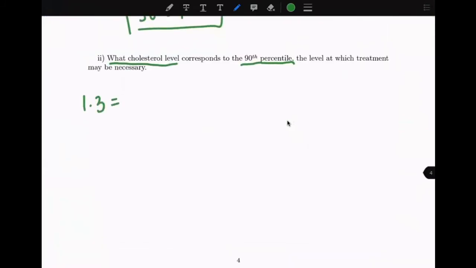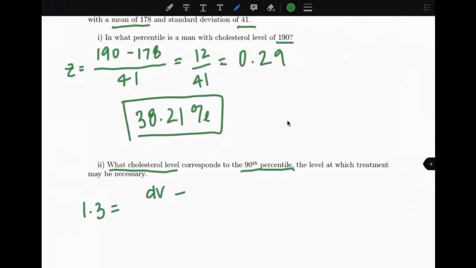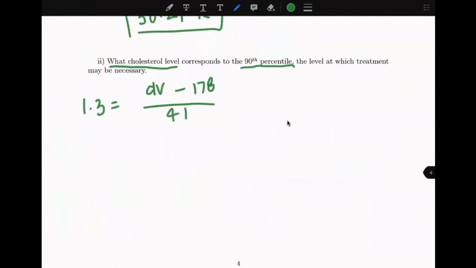So that means our z-score is 1.3 equal to, and we're looking for the data value because we don't know the cholesterol level, that's what we need, minus the mean, which was 178, divided by the standard deviation, which was 41. And now we solve for the data value.